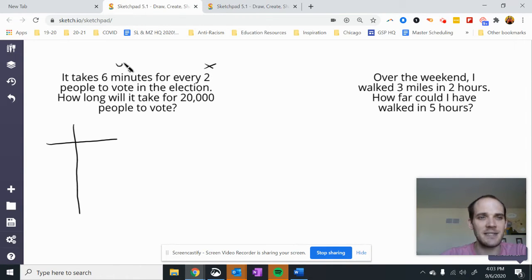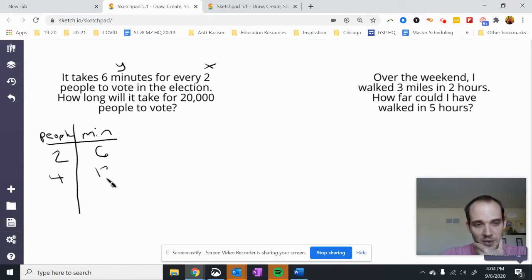It takes 6 minutes. So in general, just like our relationship is y over x, when you see it written out, the y is usually going to come first. So usually we're talking about the number of people, and those people are going to take a certain number of minutes. And so 2 people are going to take 6 minutes, which would mean 4 people would take how long? 12 minutes, and 6 people would take 18 minutes.